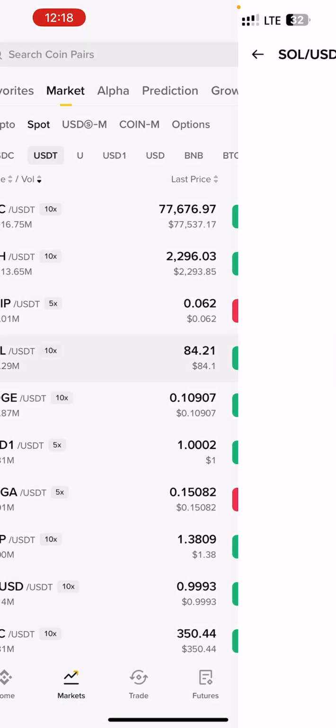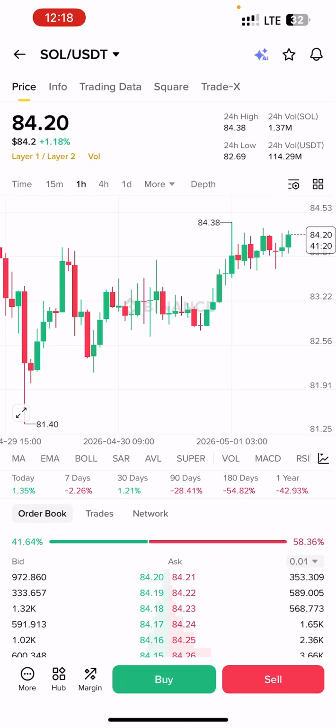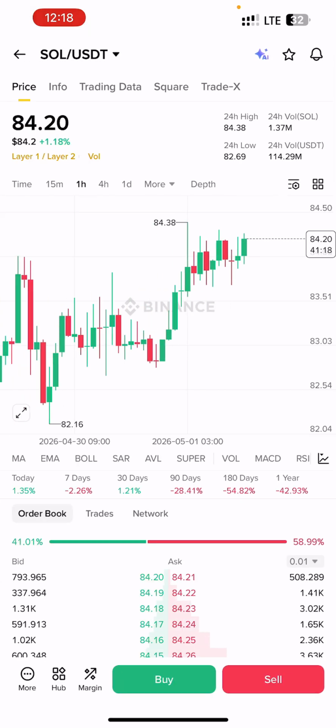So let's click Solana. When you click Solana, this is what you will see here, and you will see buy and sell. If I want to buy here, remember this is spot trading, not futures. Maybe after this I will go to futures trading, or maybe it will be another day. So this is how to place trades on spot trading.